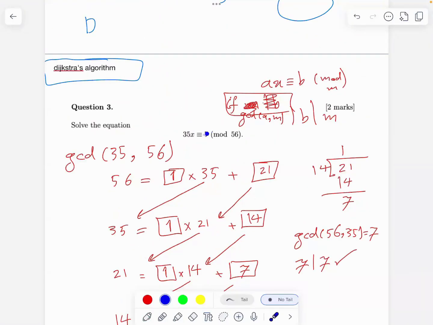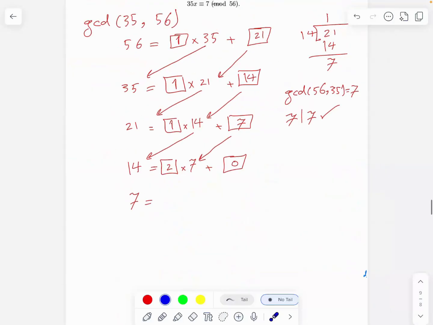If the 7 was not divisible by the GCD, then we stop working on it. Like 8 or 9: if this one was 8, we would write that the GCD is not divisible, the right hand side of the equation is not divisible by the GCD of 35 and 56, so there is no solution. Or it could be 14 or 21. Whatever it is, it has to be divisible by 7. Here 7 is divisible by 7, obviously.